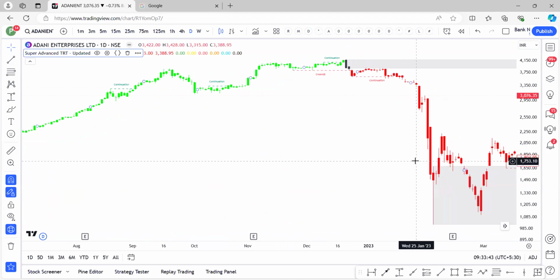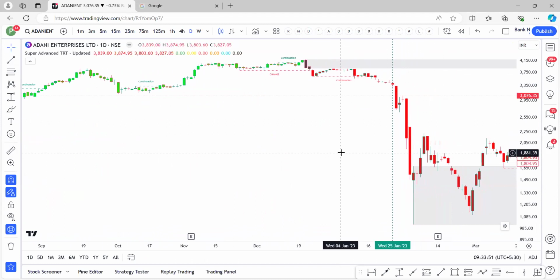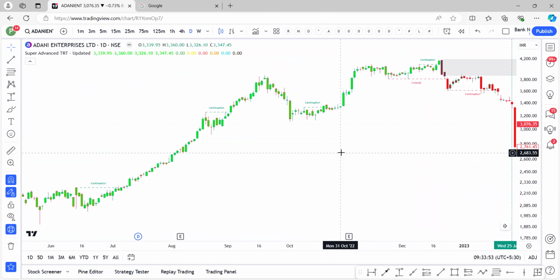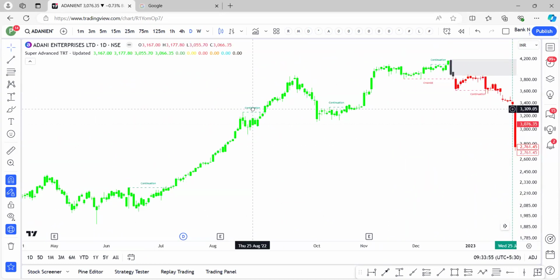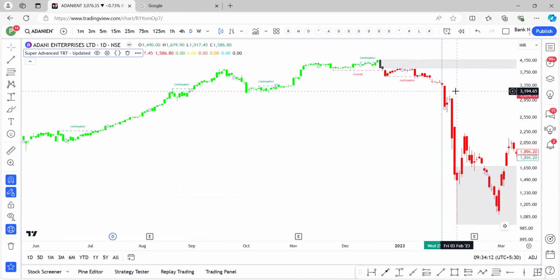I think around 24, 25 January, the Hindenburg report came, right? Yeah. In 2023. Now, if we see here, the chart was all green. Prices were moving higher. Then all of a sudden, what happened? From the top, there is this big candle. It has turned black and it has hit the stop loss of buyers. Then it turned red. It changed the trend to down.